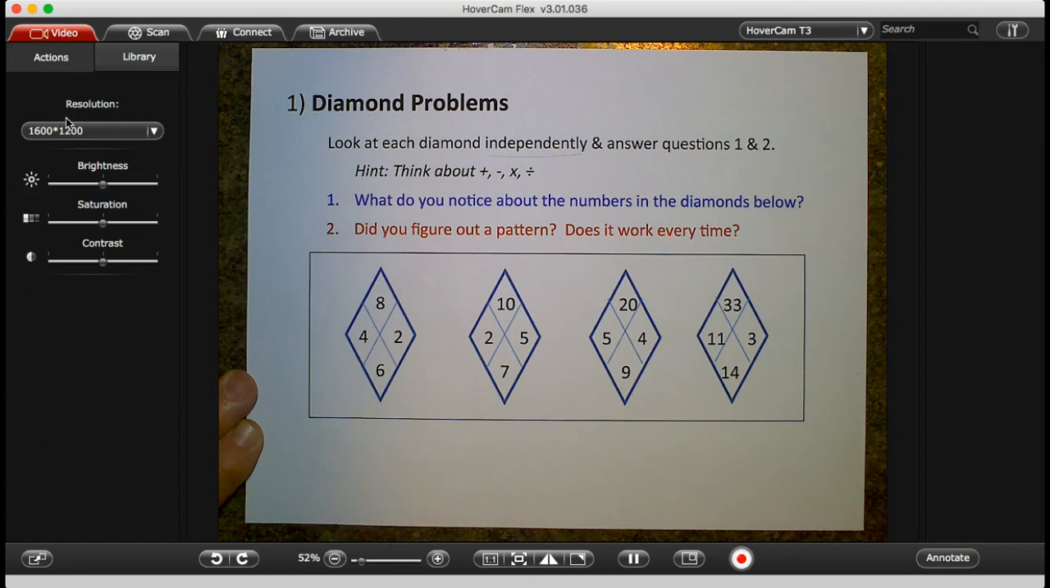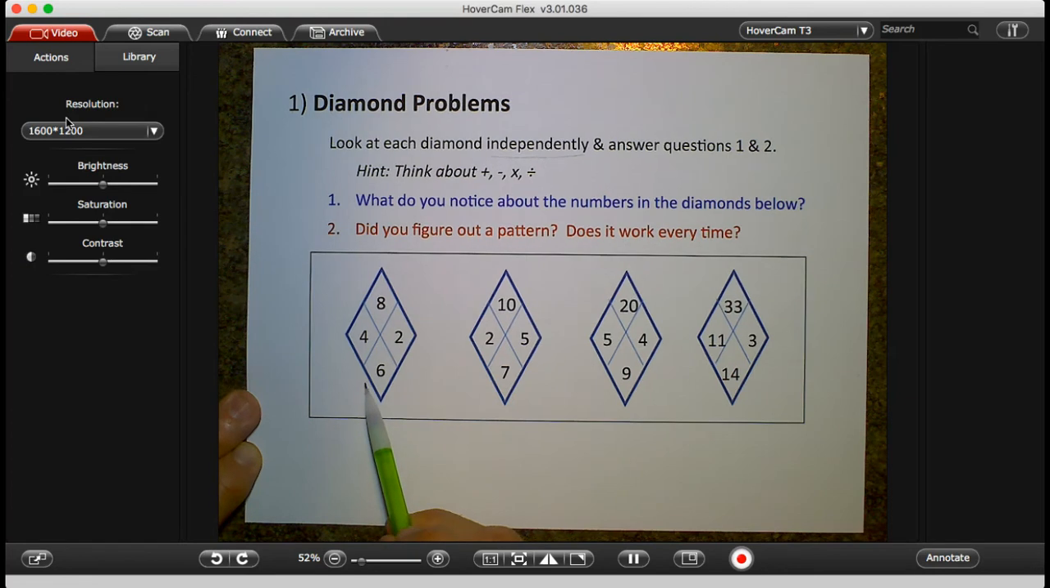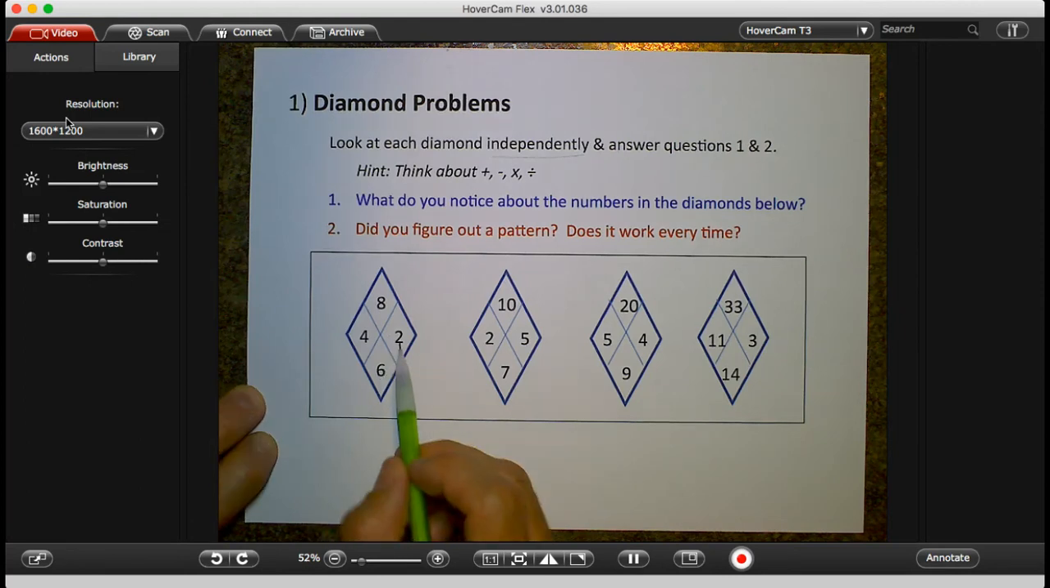What I want you to do right now is pause your computer and take a second and try to figure out if there's a pattern between these 4 numbers, and then see if that pattern, or see what they have in common, works over on this one. And then see if it works over on this one, and see if it works over on this one. Okay, now that you are back, if you figured it out, let's see. If you haven't figured it out, I'm going to ask you a question.